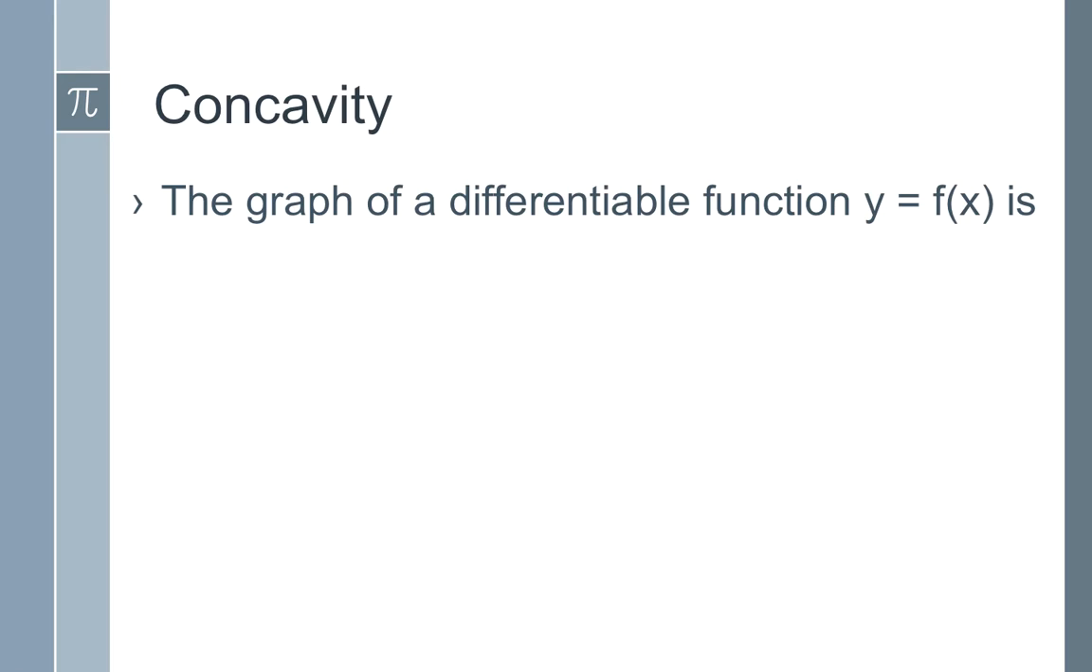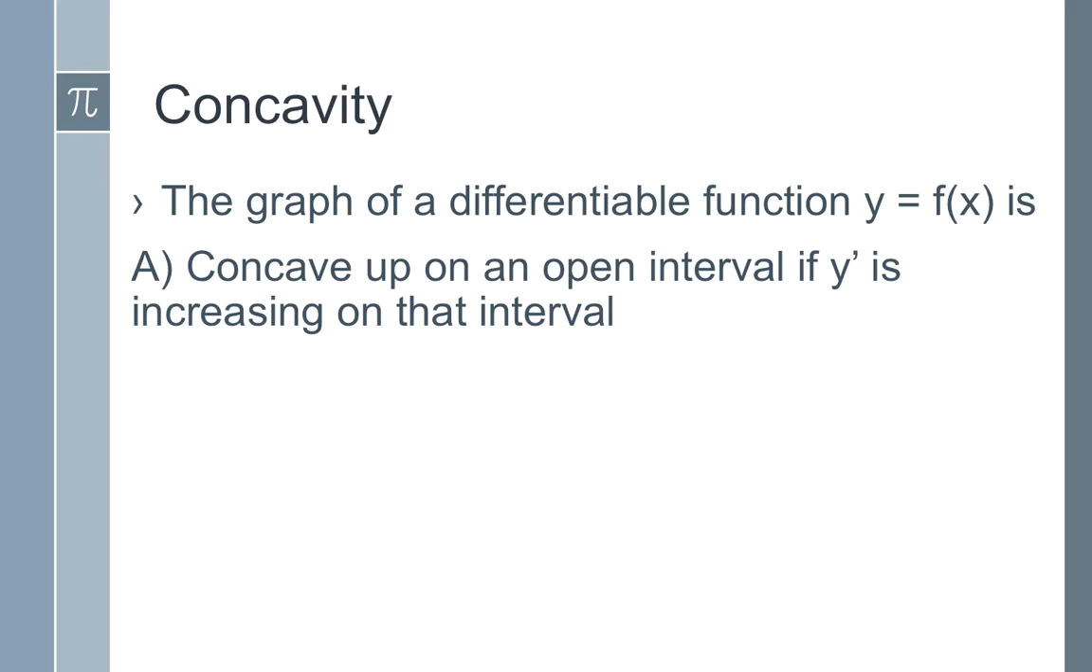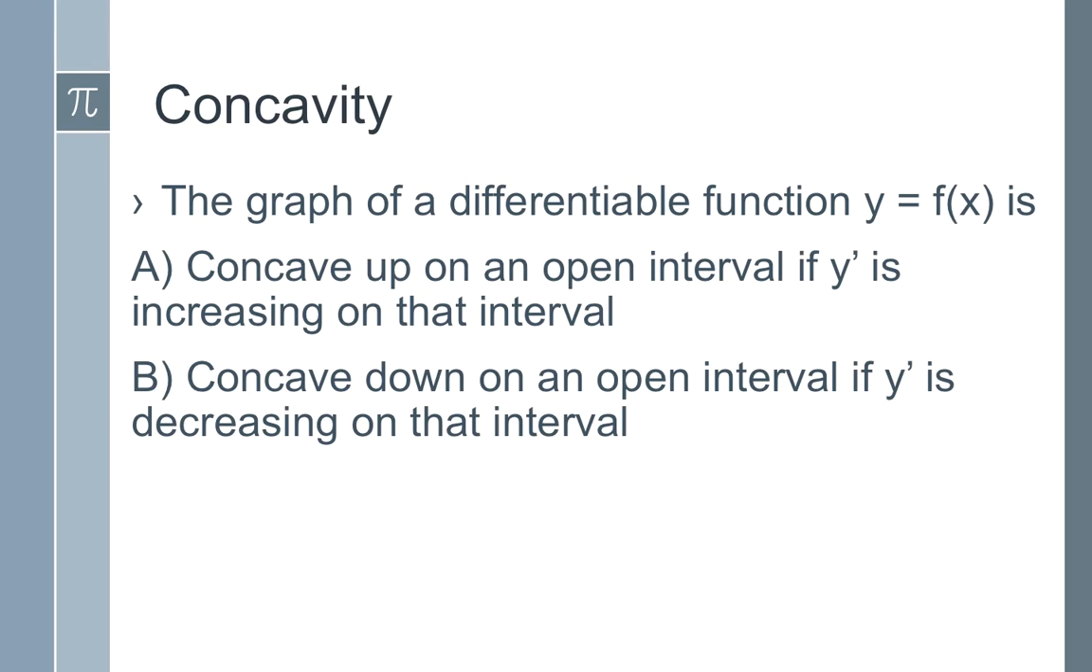So if you have a differentiable function, it's concave up when y prime is increasing. So it's concave up if the derivative is increasing, and it's concave down when the derivative is decreasing, which tells us to use the second derivative, which is coming up. The only way I know when the derivative is increasing is to look at the derivative of the derivative. So we can use the second derivative to determine if it's concave up or concave down, and that's coming up here in just a moment.